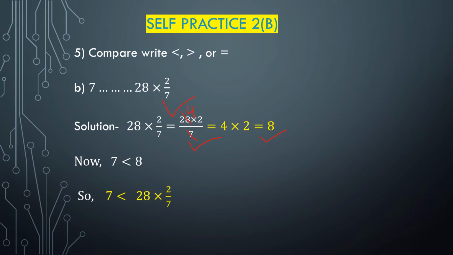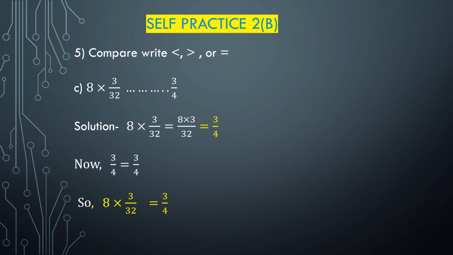We can compare 7 and 8. We know 7 is less than 8. So 28 multiplied by 2/7 is 8, and we get 7 is less than 8, so we can write 7 is less than 28 multiplied by 2/7.